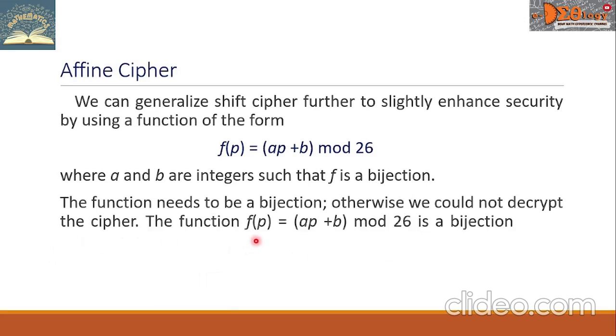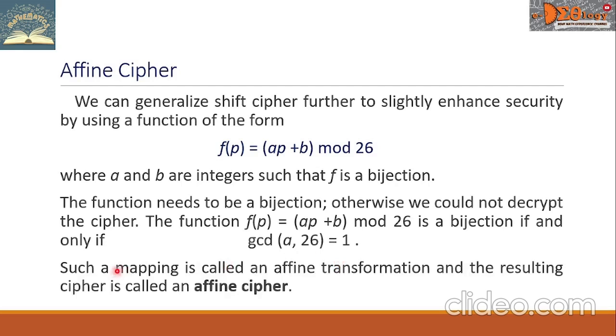The function f(p) = (ap + b) mod 26 is a bijection if and only if the GCD of a and 26 equals 1, meaning a and 26 are relatively prime. Such a mapping is called an affine transformation, and the resulting cipher is called an affine cipher.